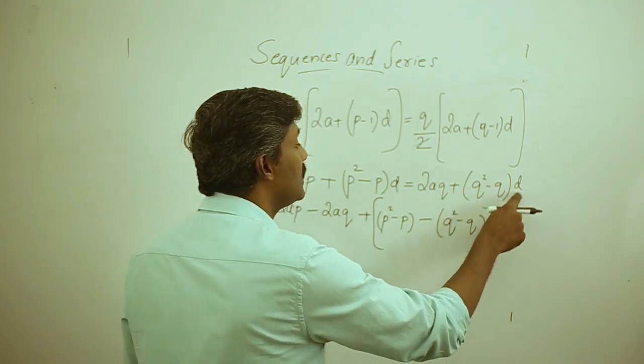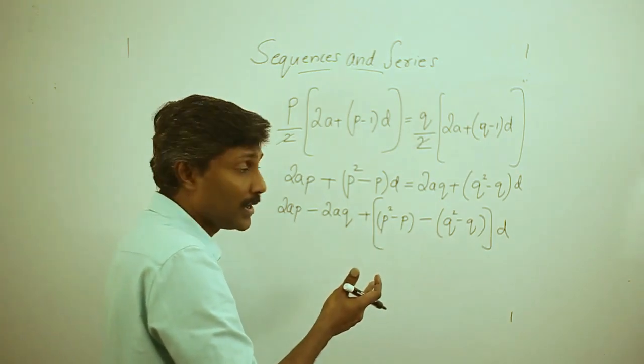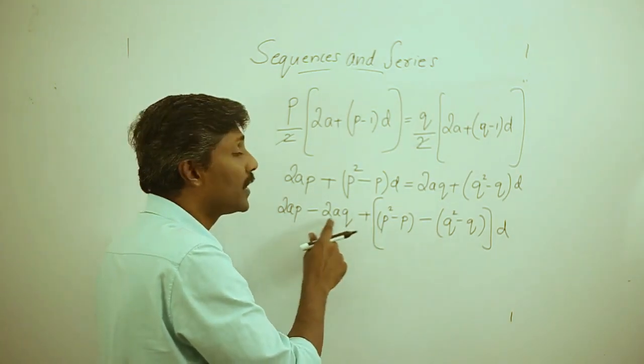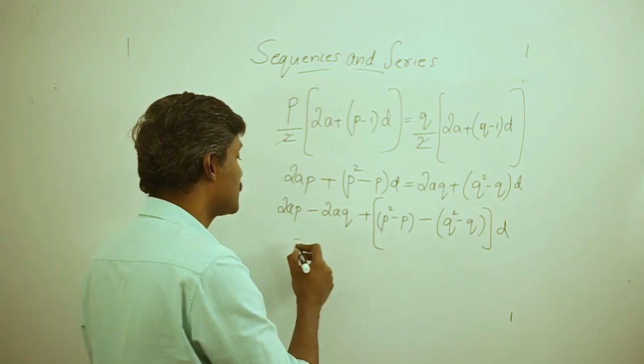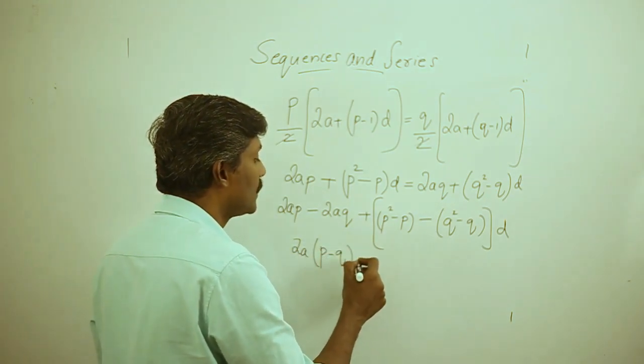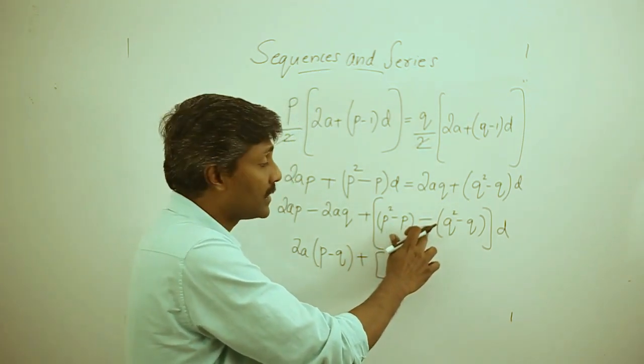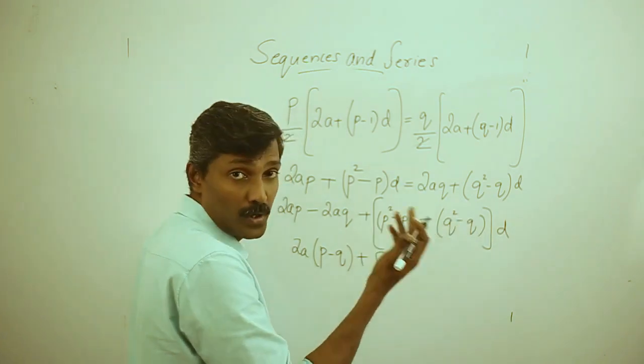Why? Because D is common in these two terms. So I have taken D outside, okay? And similarly, I can take 2A common outside in this term also. So this becomes 2A into P minus Q plus, now if I open the bracket and add or subtract these things, what do I get?